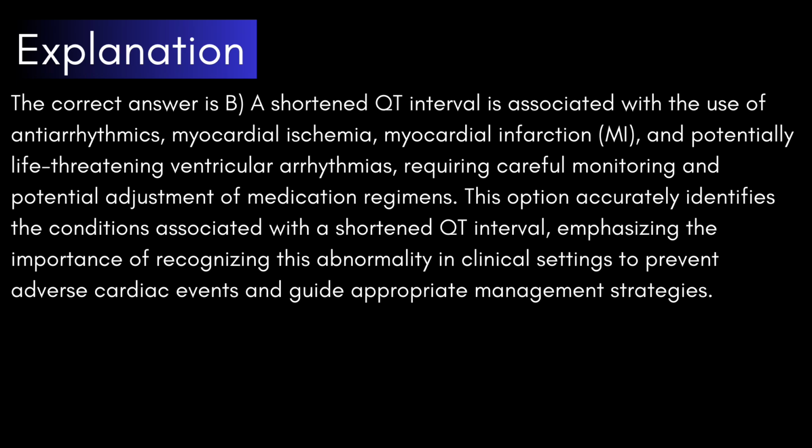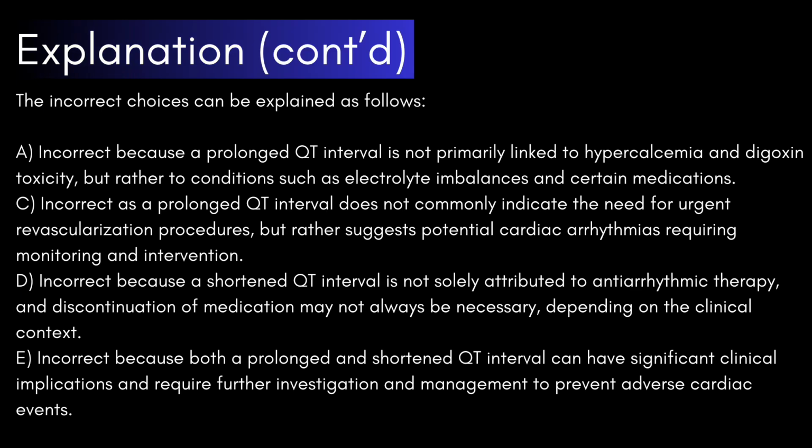All right, let's go ahead and see why the other answer choices are incorrect. The incorrect choices can be explained as follows. A. Incorrect because a prolonged QT interval is not primarily linked to hypercalcemia and digoxin toxicity, but rather to conditions such as electrolyte imbalances and certain medications. C. Incorrect as a prolonged QT interval does not commonly indicate the need for urgent revascularization procedures, but rather suggests potential cardiac arrhythmias requiring monitoring and intervention.